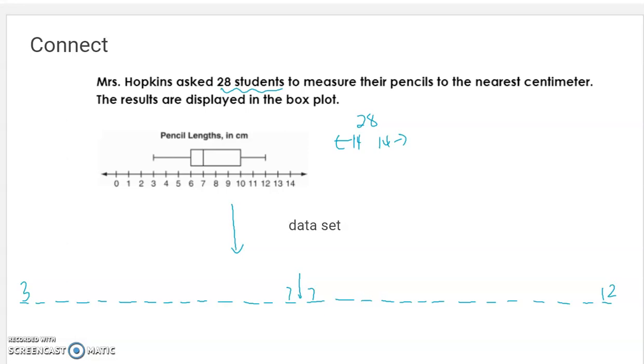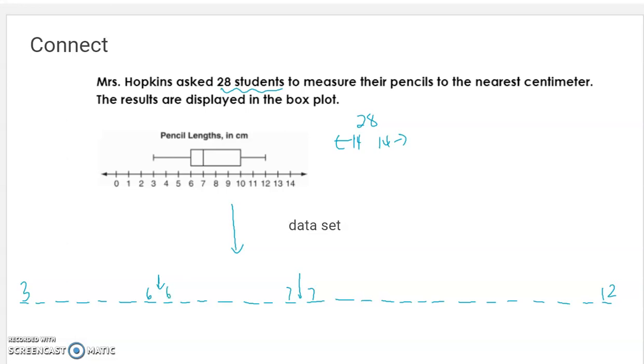And then we can know that the lower quartile is around 6, so that's around the 7th or 8th value. 2, 3, 4, 5, 6, 7. So probably here. These are probably both 6, it can't be a 5. So I would say these are both 6. So we can know a few values.